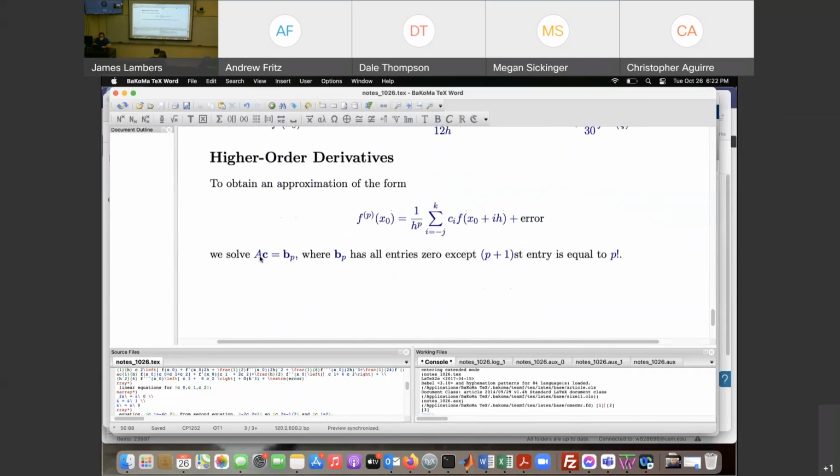So the matrix will be exactly the same. What that means is you need to make sure to have enough equations here to uniquely determine the coefficients and actually get a valid approximation of whatever derivative you're after. So for instance, if you want the second derivative, you've got to use at least 3 points, or you won't get an approximation at all.